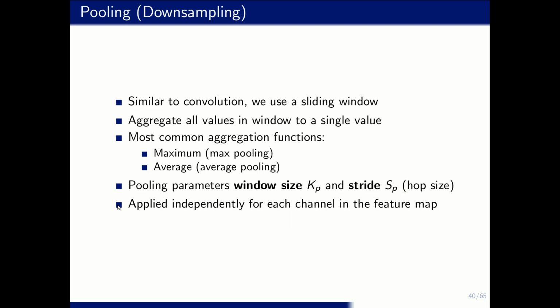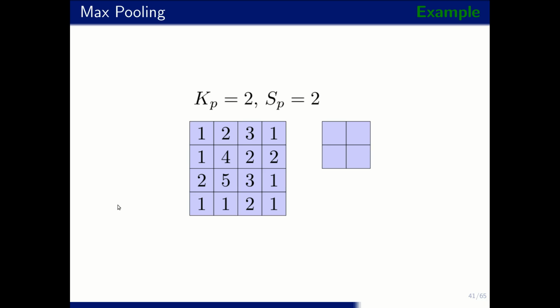So let me give you an example. Let's see how max pooling works, and we are looking at this input image, or this input feature map. Again, we are only considering one channel, and we are using a pooling window size of 2 and a stride or hop size also of 2. So how does this work? We start with our window on the top left. We are using a 2 times 2 window, so the window size is 2.